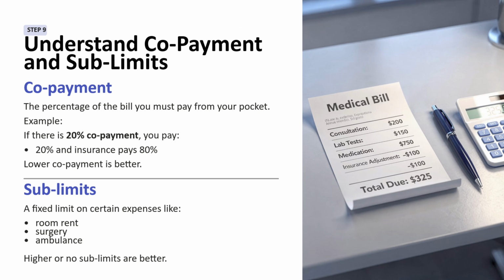Step 9. You have to understand co-payment and sublimits. Co-payment: the percentage of the bill you must pay from your pocket. For example, if there is a 20% co-payment, then you have to pay 20% and the insurance company will pay 80%. Lower co-payment is better. Sublimits: a fixed limit on certain expenses like room rent, surgery, ambulance. Higher or no sublimits are better.